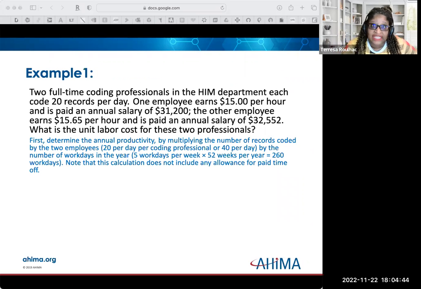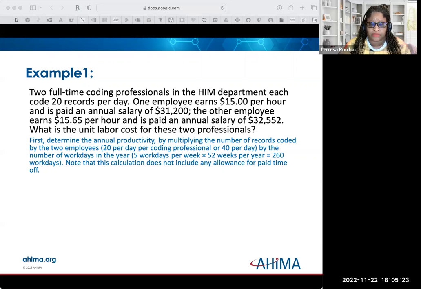So we're jumping right into examples, okay? You have 2 full-time coding professionals in the HIM department. Each codes 20 records per day. One employee earns $15 per hour and is paid an annual salary of $31,200. The other employee earns $15.65 per hour and is paid an annual salary of $32,552. Now, what is the labor cost for these 2 professionals?